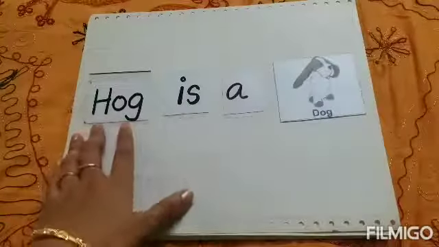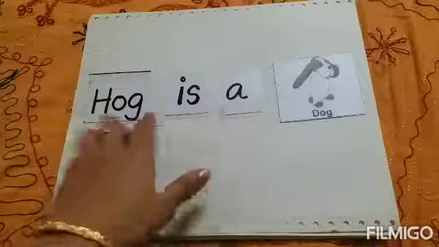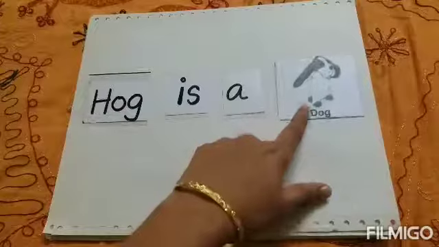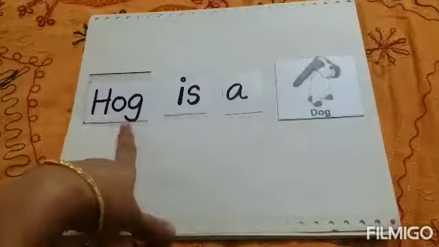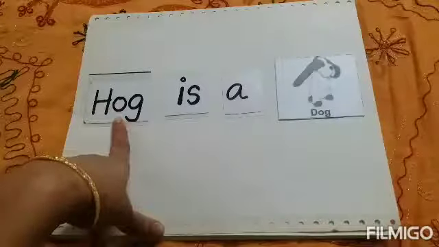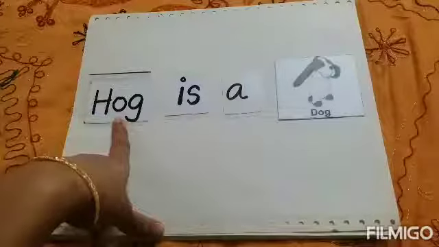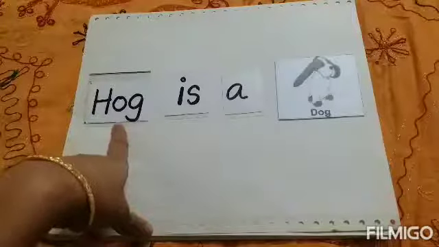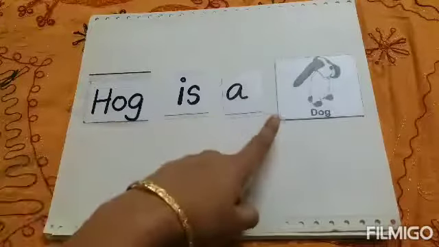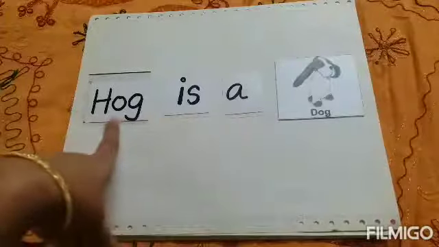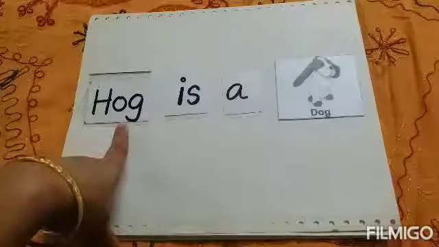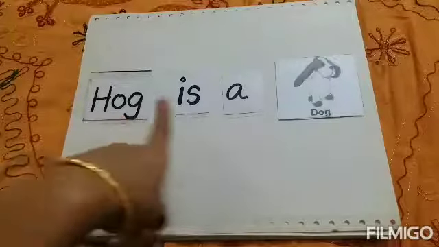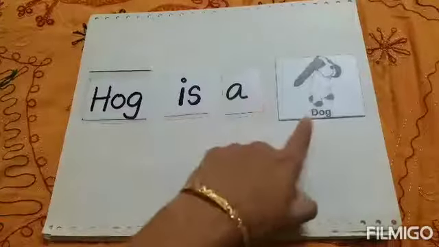For example, see in this example, I have made a sentence, hog is a dog. So you can keep any name ending with OG, as I have already taught the OG words or the CVC words. I have introduced the CVC words. After that, we are going to teach the sight words. So you can use the CVC words here to revise it. So this is a simple sentence. You can see hog is a dog.